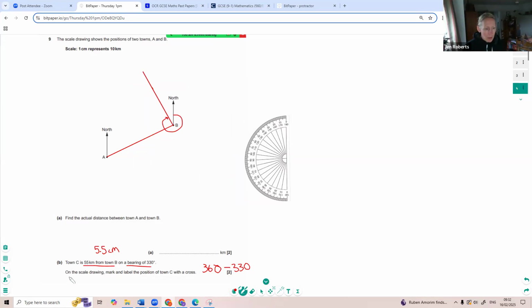We've got the bearing part, but town C is 55 kilometres from town B. So you'd measure 5.5 centimetres. Wherever 5.5 centimetres is, you draw across.